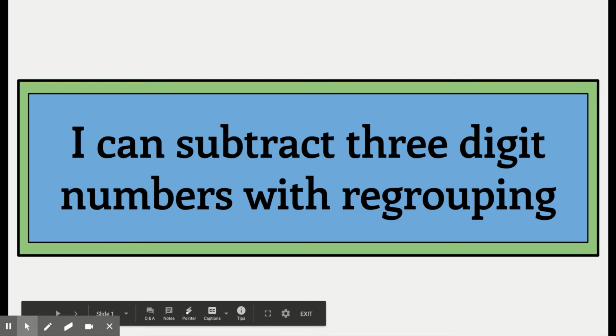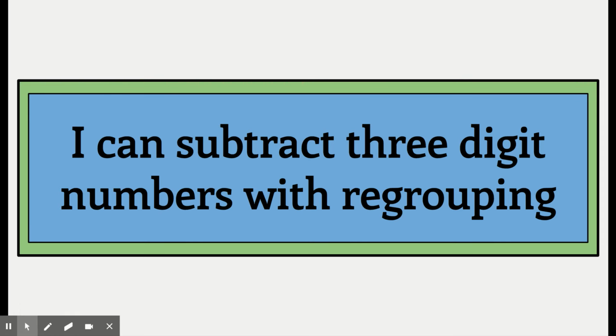Hey third graders, in this video we're going to review a few strategies we use to subtract numbers when regrouping. At the end of the video, I'm going to show you one new strategy you can use when subtracting three-digit numbers. Our learning target for this video is: I can subtract three-digit numbers with regrouping.